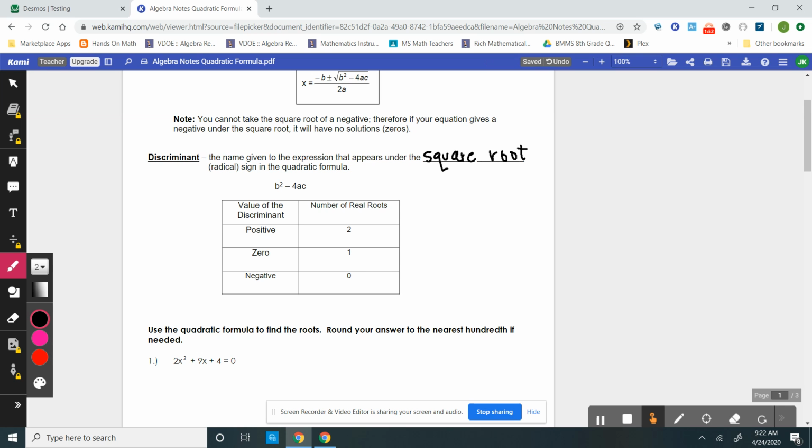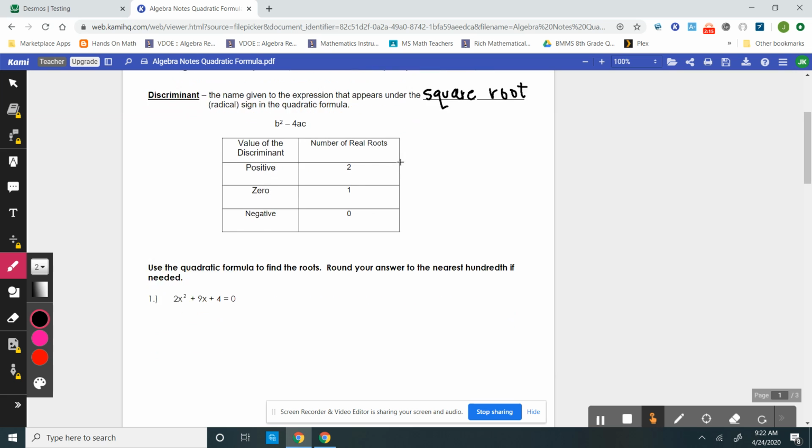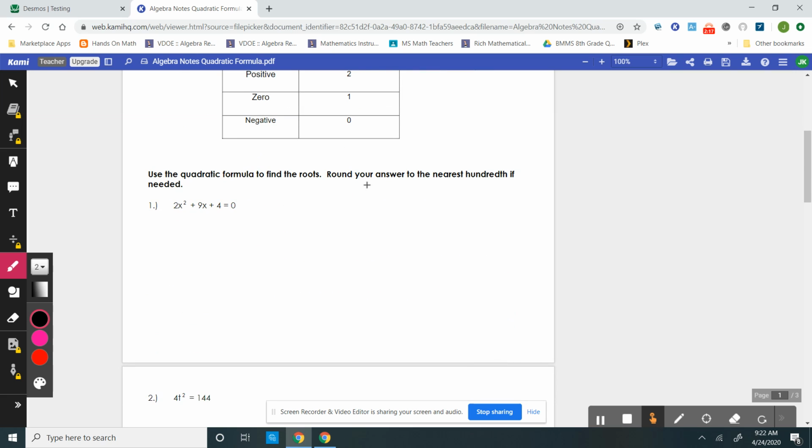Remember, your discriminant is the b squared minus 4ac part. If you get a positive number for the discriminant, then you'll have two roots. If you get 0, you'll have one root. If you have a negative number, you wouldn't have any roots. Like before, you want to make sure all your terms are on the same side to start, which for this first one they already are. So then you can go ahead and label them as a, b, and c next.